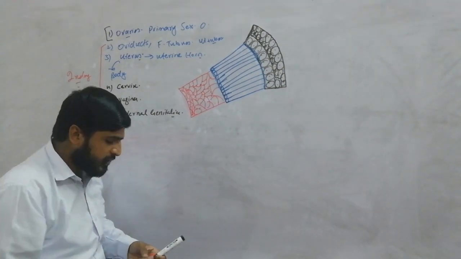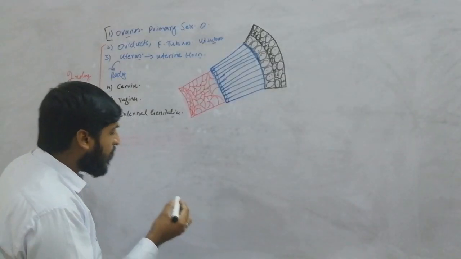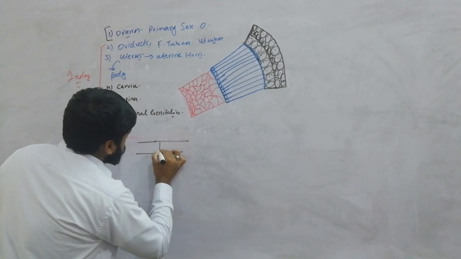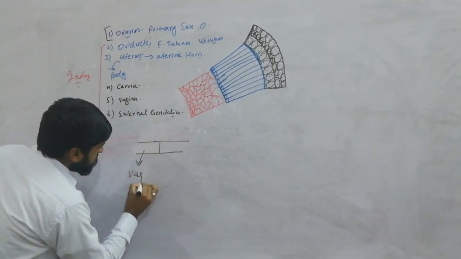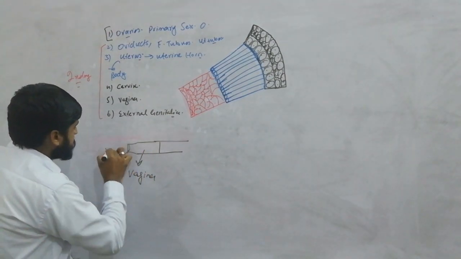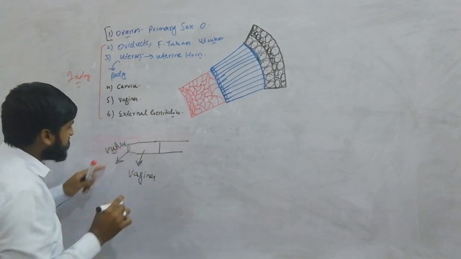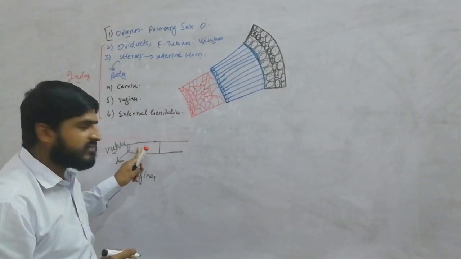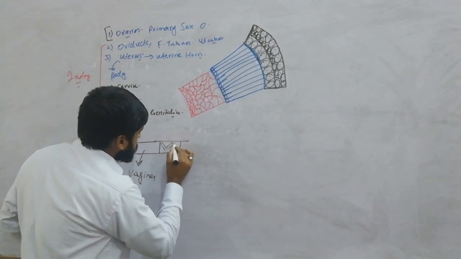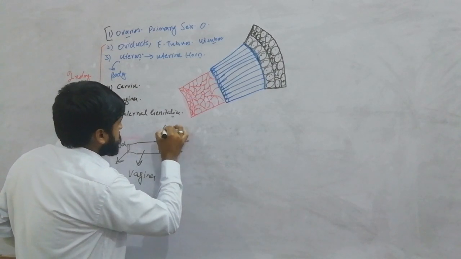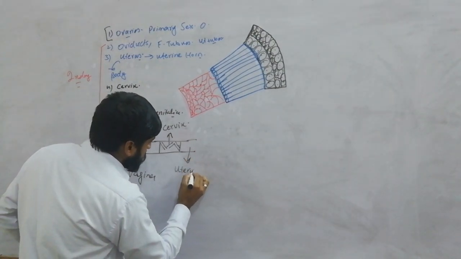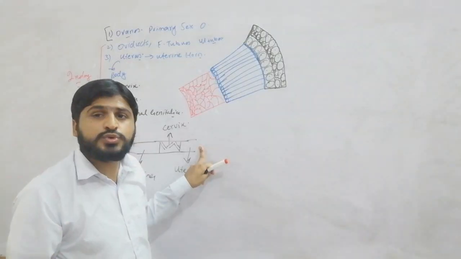Now I am drawing the reproductive system of the cow. This is the vagina. And this is the vulva. The vulva is the outermost part, and then the vagina. Next, this is the cervix, and then the uterus. The uterus is further divided into two uterine horns.